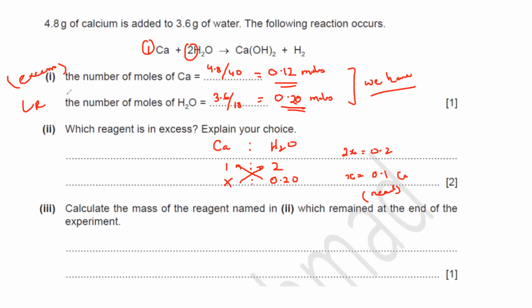Is it clear? Both ways, when you solve, you will get the same result. It does not make a difference. These are the moles of calcium which we have, and these are the moles of calcium which will react: 0.12 moles.